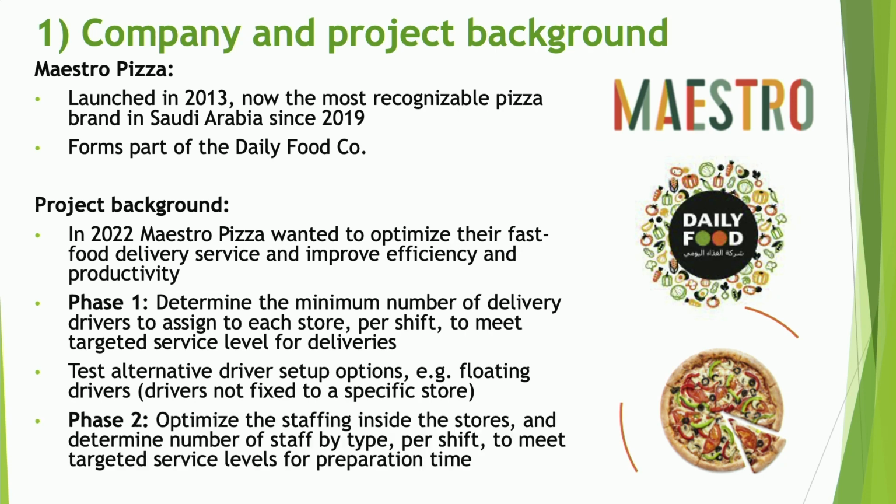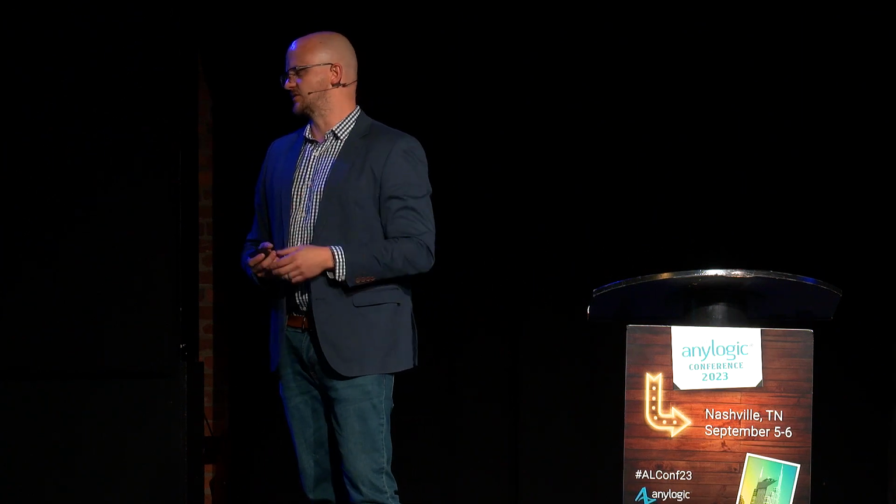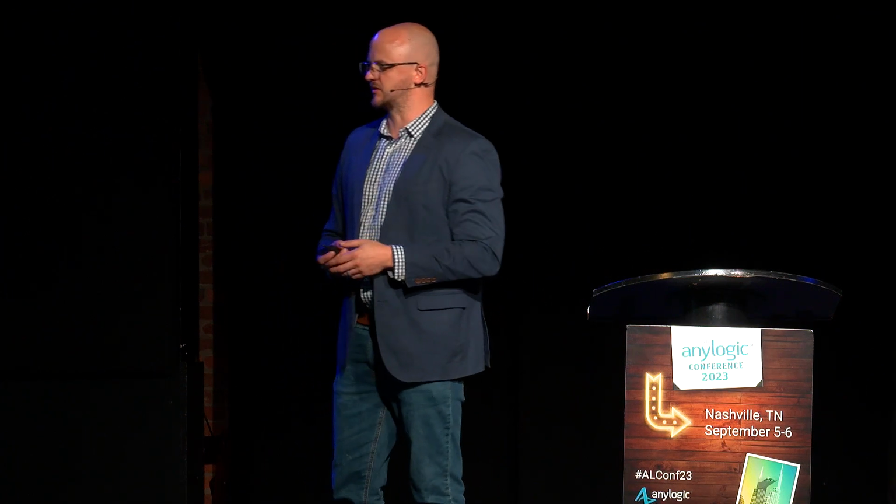Phase 2, which was done earlier this year, was about optimizing the staffing inside the stores, to determine the optimal number of staff by the different types, so cashiers, drivers, kitchen staff, etc., by shift, again to meet the target service levels of the preparation time, so the time to prepare a pizza inside the store.